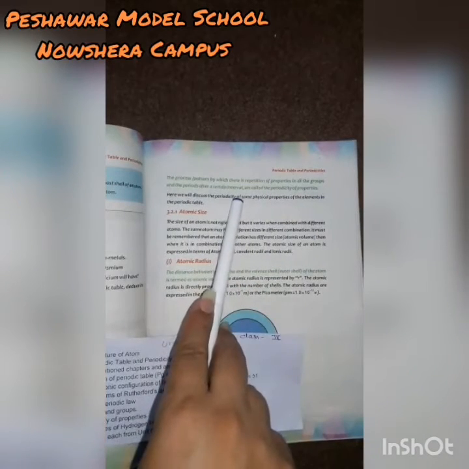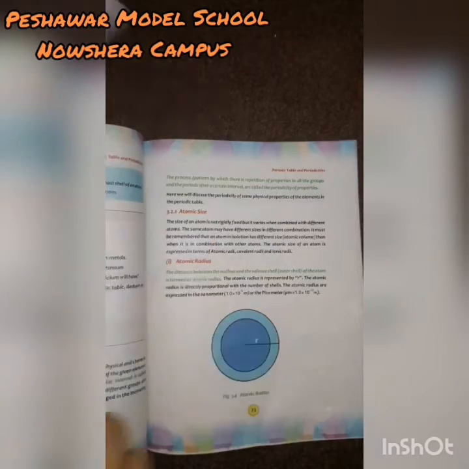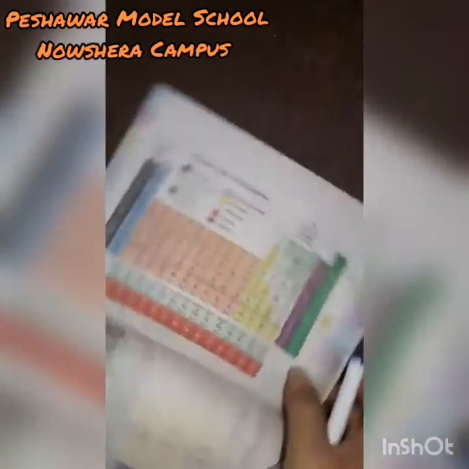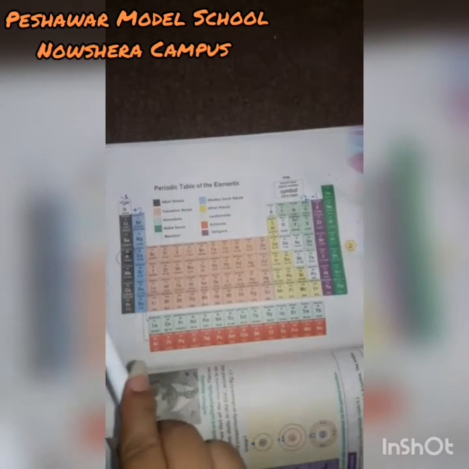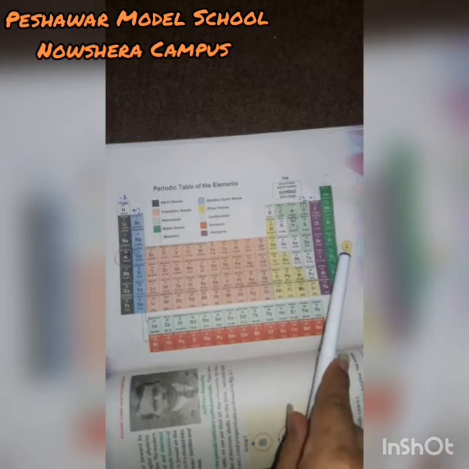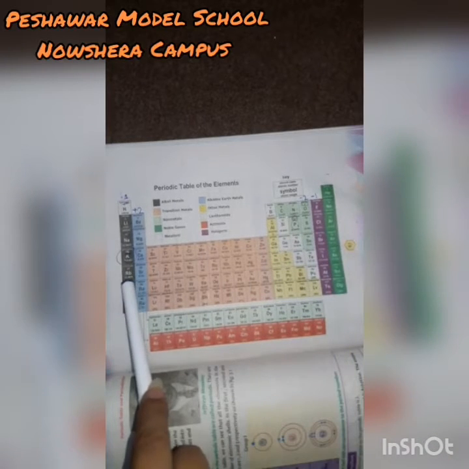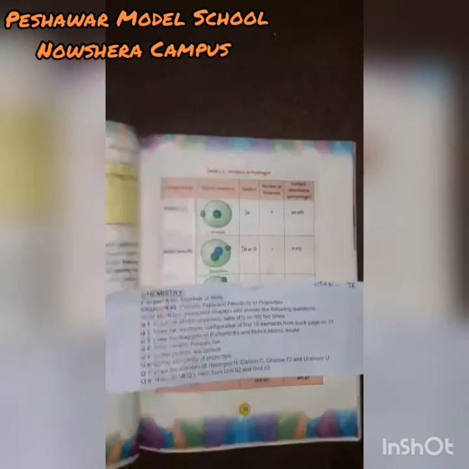It means that the properties of elements are repeated after regular intervals. For example, the atomic size. This is a period. This is a periodic table. The atomic size decreases from left to right, but after a certain interval, the atomic size increases again. There is a repetition of properties after a certain interval. This is called the periodicity of properties, when the properties are repeated after a certain interval.